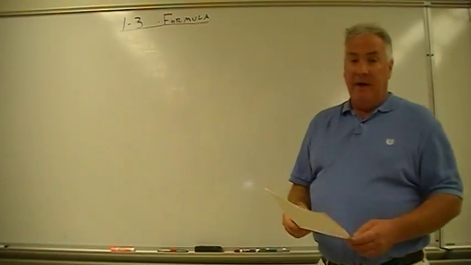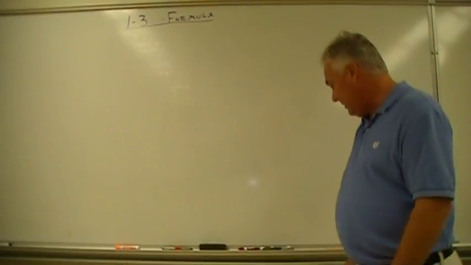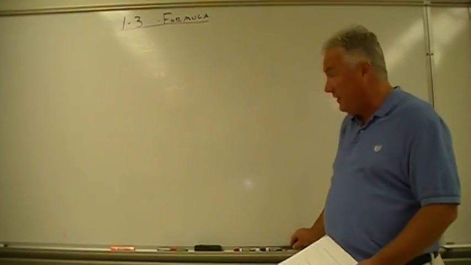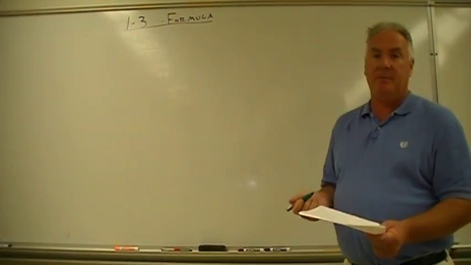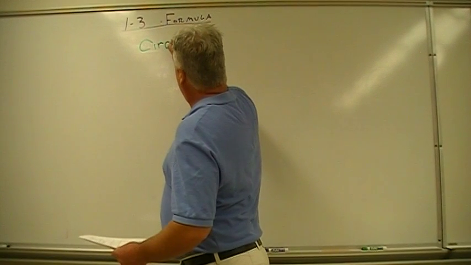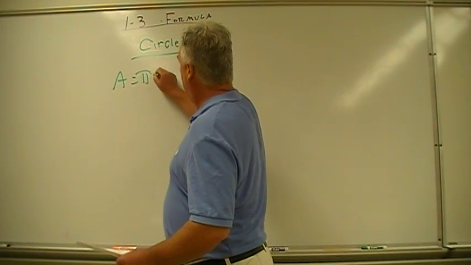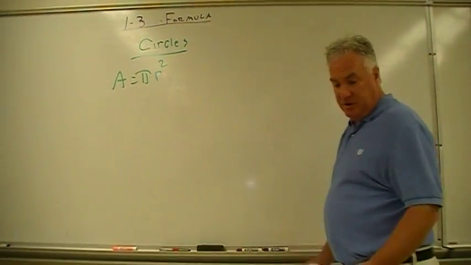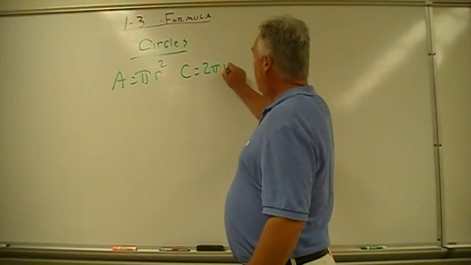Now, I've given you 2 of the most common formula topics. And I say topics because circle lengths and areas are a topic, and there are some different formulas with them. So when we're dealing with circles, A equals pi r squared is 1. C equals 2 pi r.